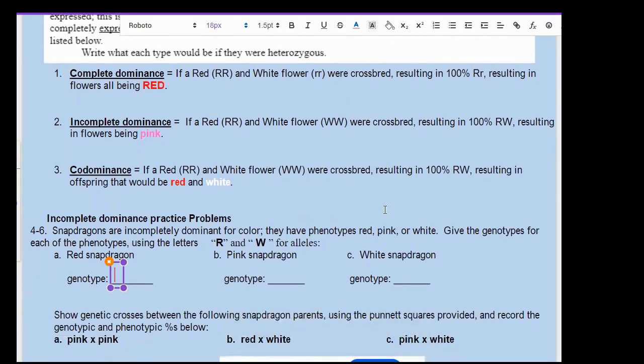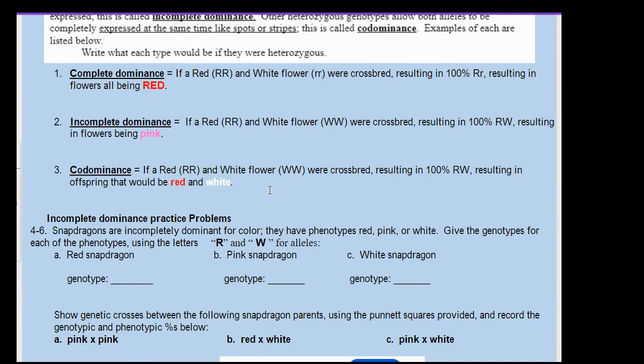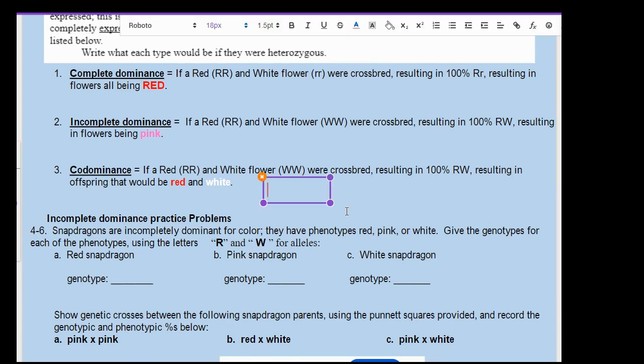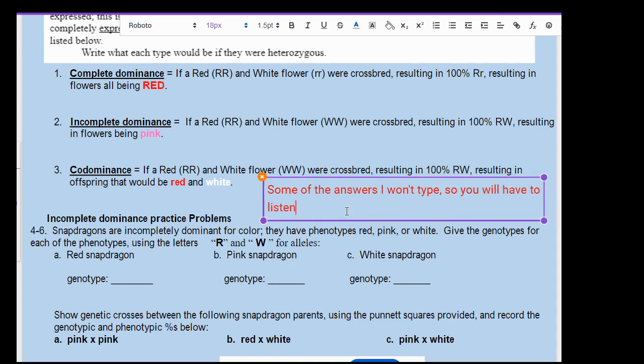All right, so some of these answers I am not going to type. I'm going to say some of these answers. You're actually going to have to listen to me. So I'm going to type it just in case you're not listening to me. I'm going to say some of the answers I won't type, so you will have to listen. All right, so don't type that. I'm just typing that for people that don't listen.